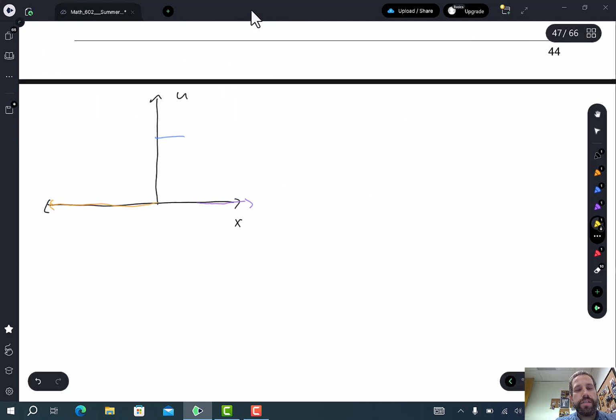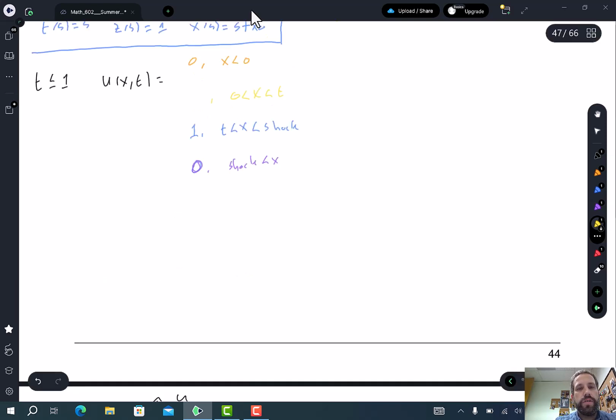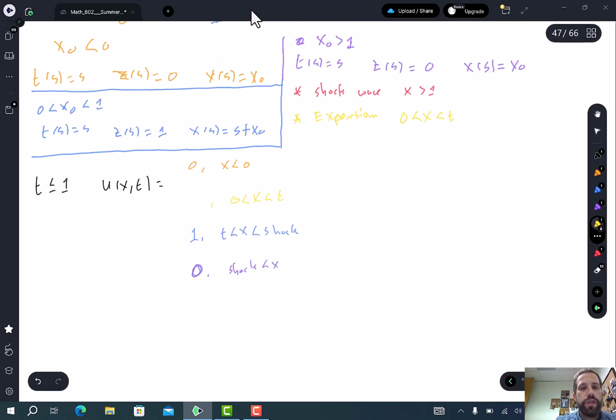Well, if you come down and see what's going to happen, the expansion is going to happen between the orange and the blue part. So the expansion is just going to be the linear interpolation from the orange part to the blue part. If we use other methods, this is going to be x over t.